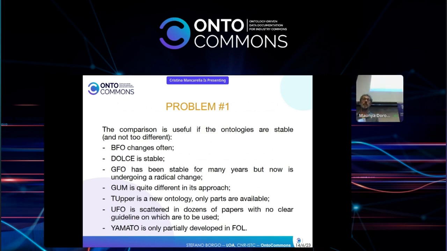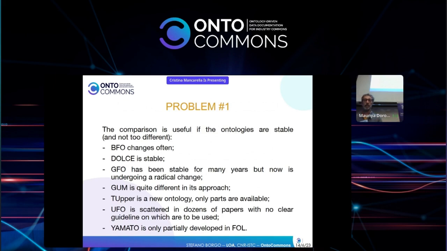GFO, for instance, has been quite stable for a lot of time, but now is undergoing a major revision. Gamma is a different kind of ontology, so that's the other aspect that we have to take into consideration: if the ontologies start to be very different, it's really hard to find use cases that make sense for all of them. Tupper is new. It's only available in some parts, let's say.